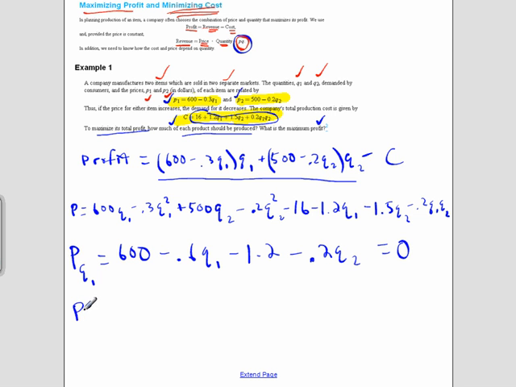And we want to get the partial derivative with respect to Q2. So that's going to be 500 minus 0.4 Q2 minus 1.5 and then minus 0.2 Q1. That's the partial derivative of this with respect to Q2. And this we need to set equal to 0.